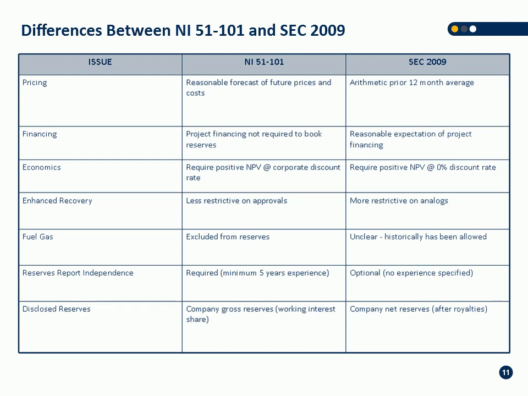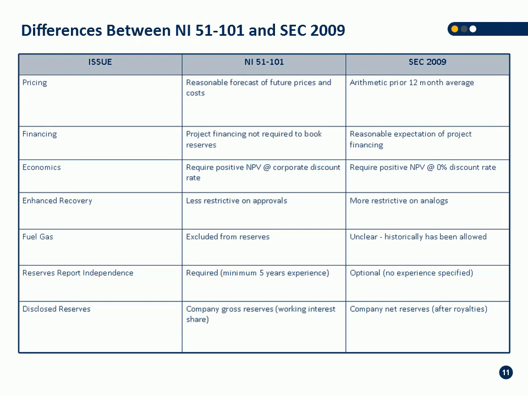But the SEC, on the flip side, is more restrictive on what you can call an analog. Fuel gas is excluded. In the SEC, the previous slide said it was excluded, and generally speaking, it is excluded, but there are exceptions where companies have included them, and as long as they offset it with the appropriate costs as per PRMS, they have been allowed to disclose them.